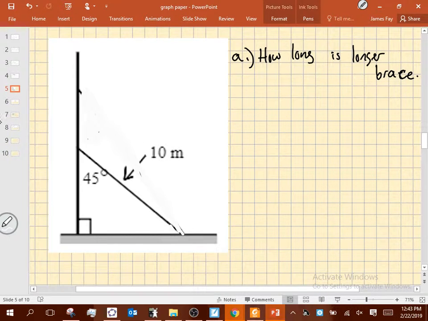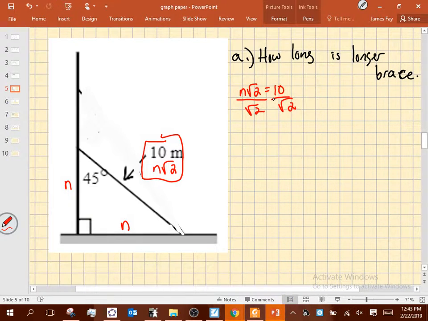Yeah. In a 45, 45, 90, isn't this side always n, that side n, and what's the hypotenuse? n radical 2. So do you see that these two things would be equal? All right, so I'm going to go ahead and solve n radical 2 is equal to 10. Divide both sides by root 2. Now they ask you to type your answer in as a decimal. So that's the answer. If I want to type it in as a decimal, I can go through and do that.